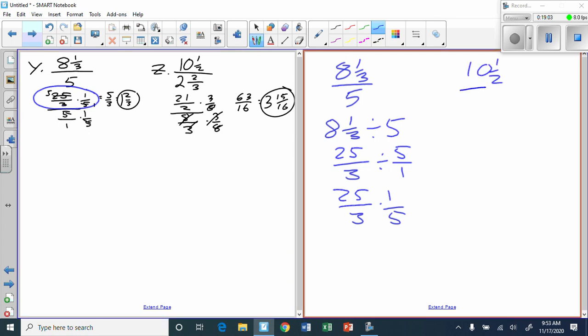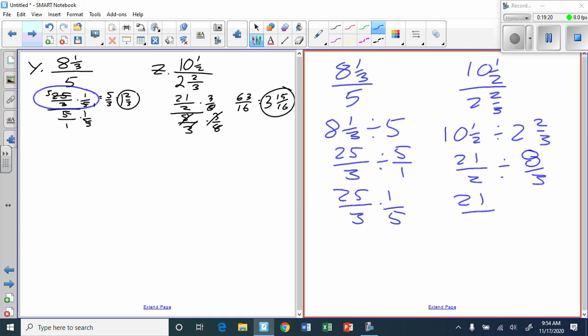Same thing here. 10.5 divided by 2 and 2/3 is 21 over, well, let's do it the other way. 10.5 divided by 2 and 2/3. 21 over 2 divided by 8 over 3. Keep, change, flip. Is this what we do? This just reduces all that work to make it a little bit easier. Fair enough? Excellent. Excellent.